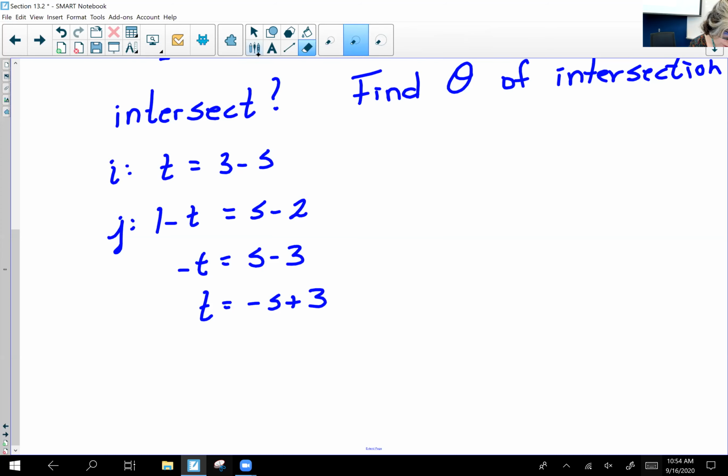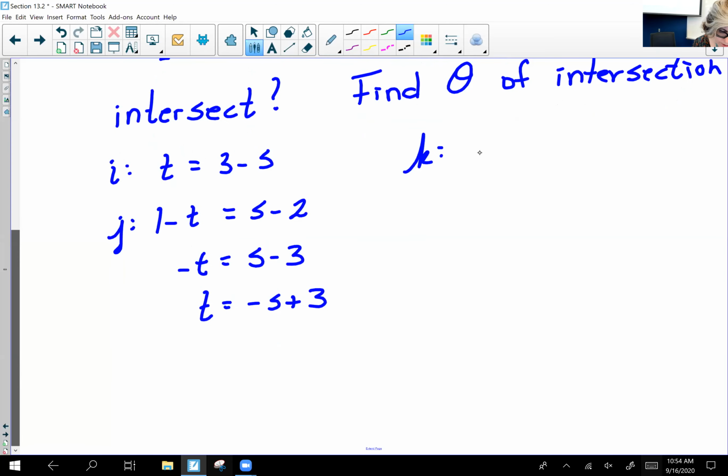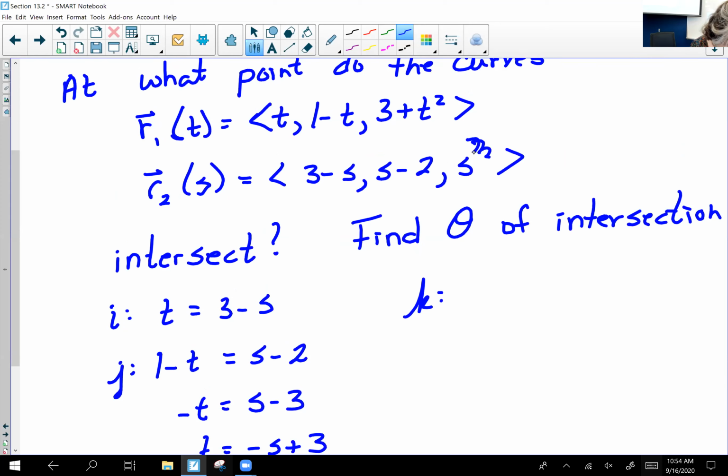All right, we then have our k vector, or our k component of the vector. So that is then 3, oopsie. Well, did it again. Hang on.